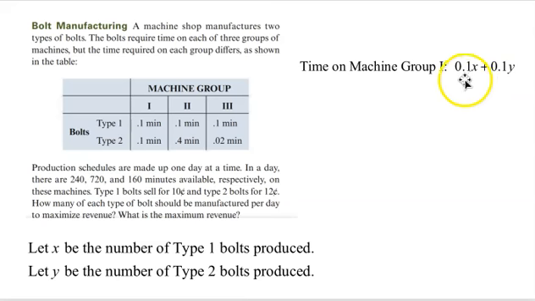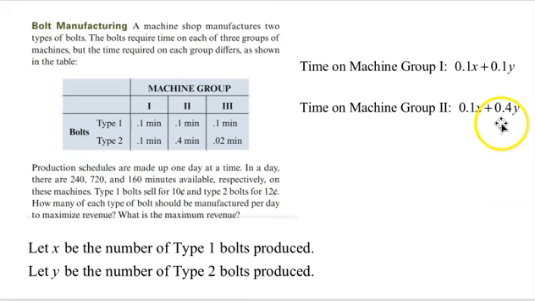So notice machine group 1: 0.1x plus 0.1y. What's our total for machine 1? 240, which we'll see here shortly. Now how about machine 2? 0.1 for each bolt of type 1, so 0.1x, plus 0.4 for each bolt of type 2, so 0.4y. That's the total amount of time on machine group 2. And what do we have total for machine group 2? The question says 720 minutes.